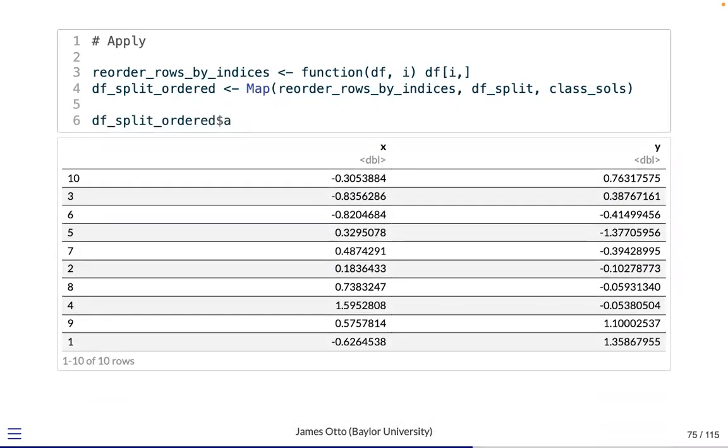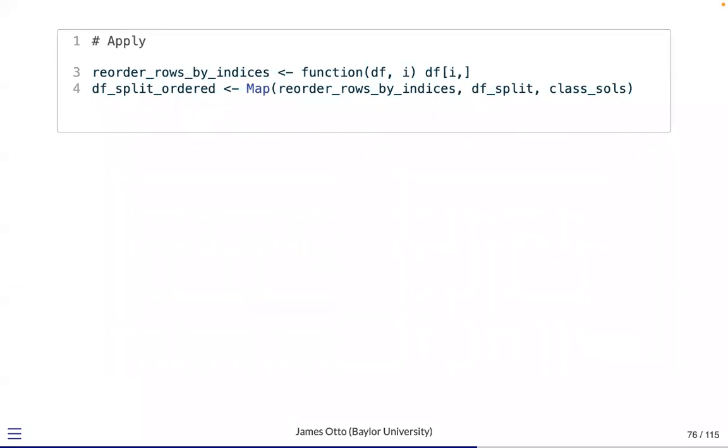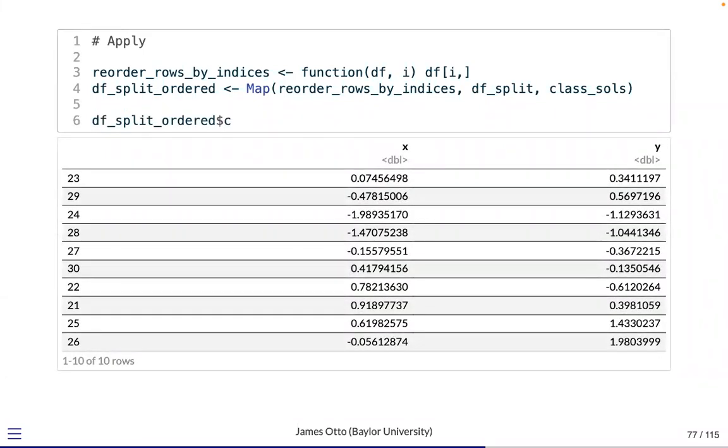If we look at the elements of df split ordered, A is the rows of the original data frame, rows 1 through 10, which corresponds to class A. And now you can see that the row names are jumbled, and that's because they've been sorted, right? Similarly for B and C.